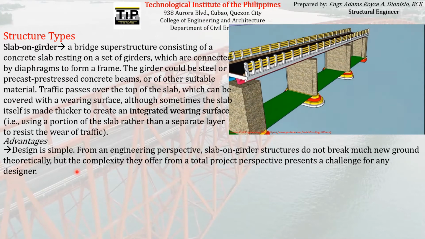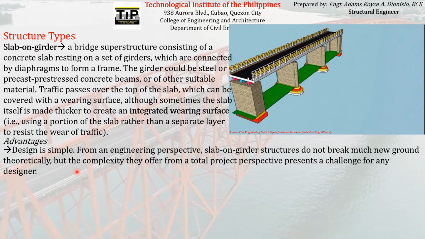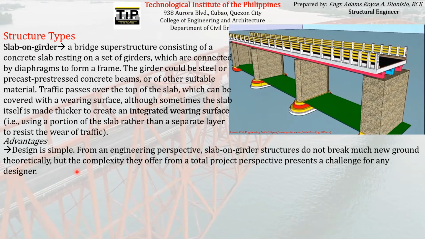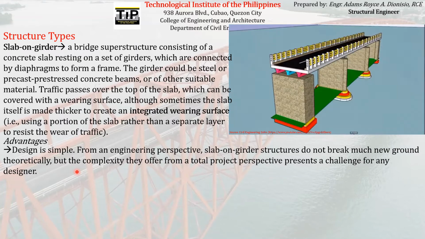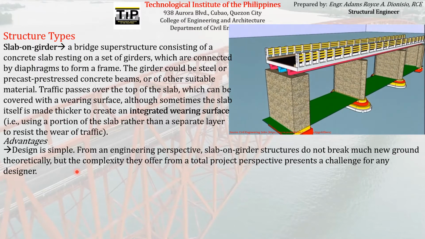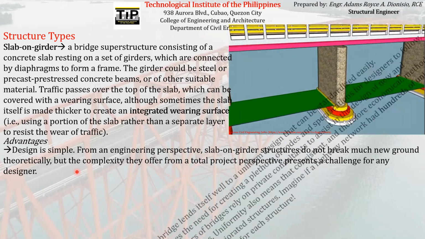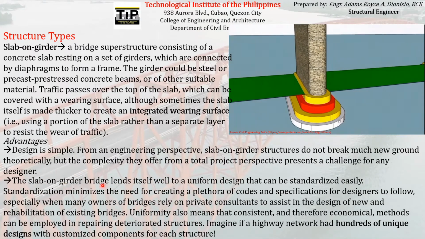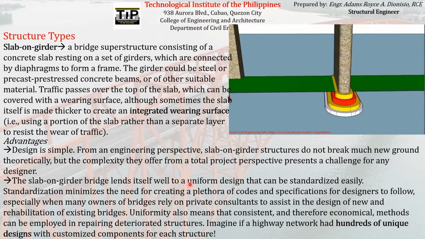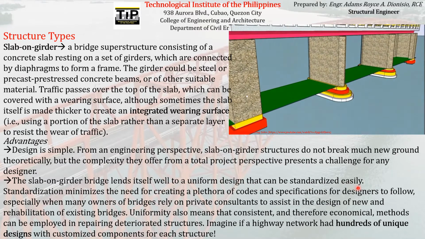It's because its design is simple. You don't need again to have additional theoretical background to be able to design it. So that's one advantage of slab on girder. Another advantage is the slab on girder bridge lends itself well to a uniform design that can be standardized easily.